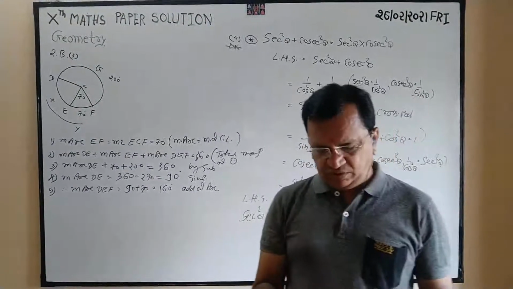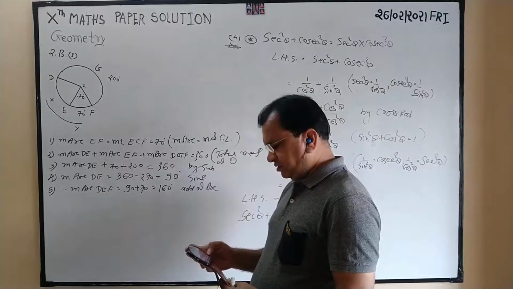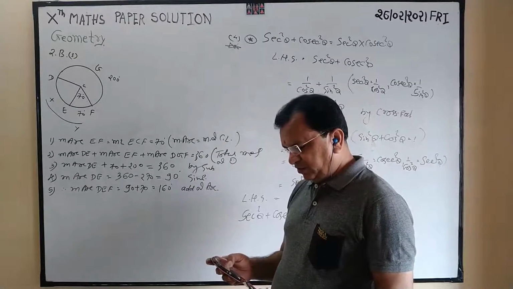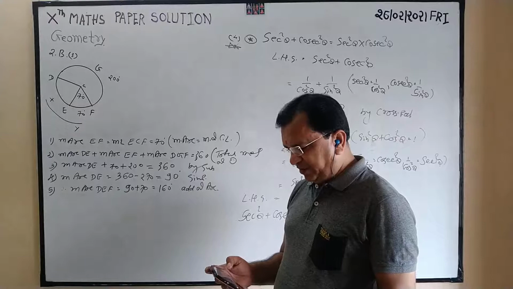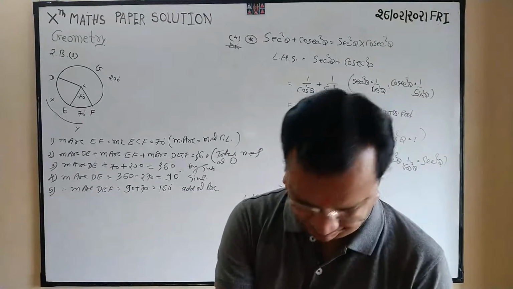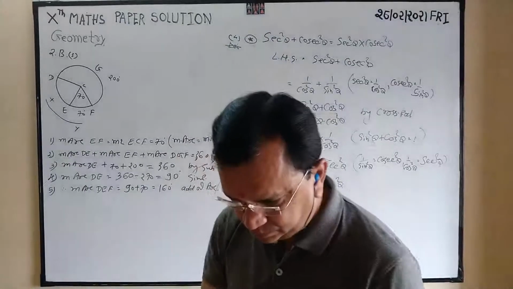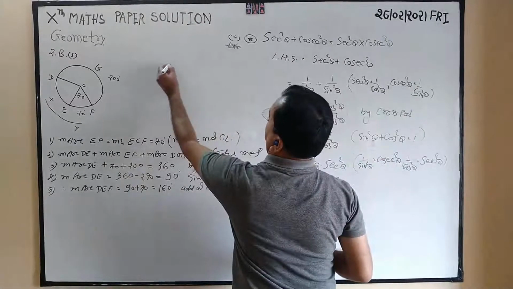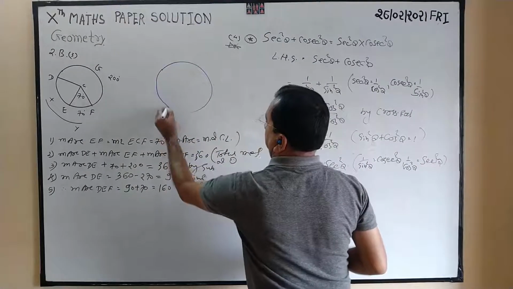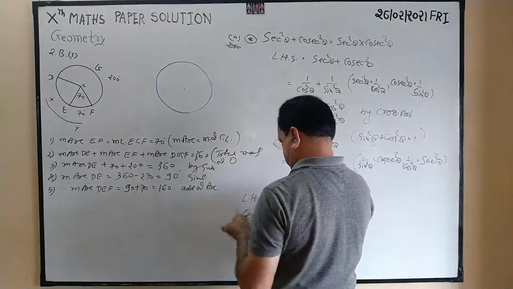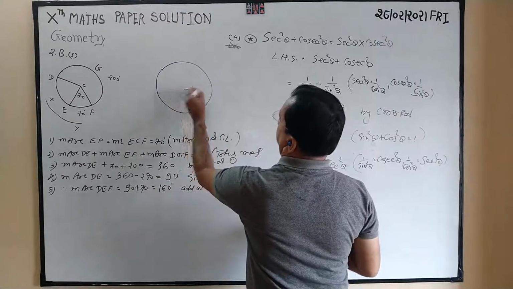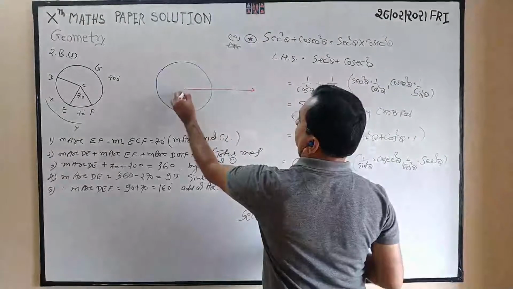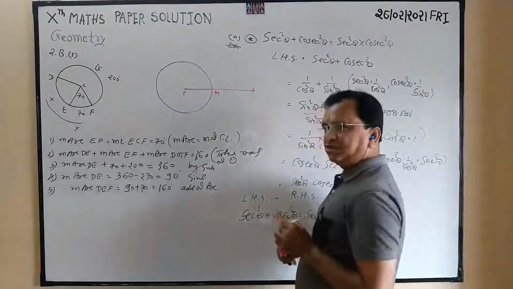In that same question, one more, fifth question. Construct a tangent to a circle with center P, radius 3.2 at any point M. So take a circle of 3.2. Then from here directly draw one ray. So automatically you will get a point on the circle.